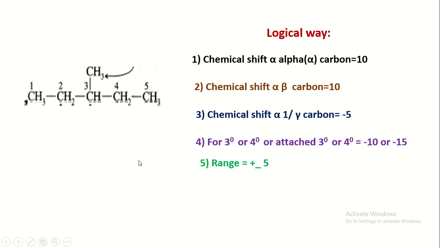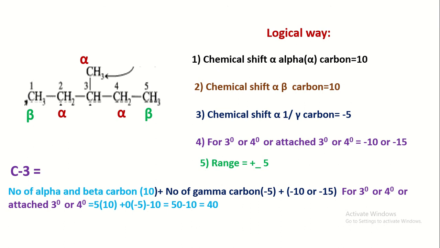Now, determine the chemical shift of carbon number 3. Carbon number 2 is an alpha carbon. CH3 is also alpha. Carbon number 4 is also an alpha carbon. C5 is a beta carbon and C1 is a beta carbon with respect to carbon number 3. And carbon number 3 is a tertiary carbon. Therefore, the total number of alpha and beta carbons is 5. Therefore, 5 into 10. No gamma carbon is present. Therefore, 0 into minus 5. And 1 tertiary carbon is present. Therefore, consider it as minus 10.